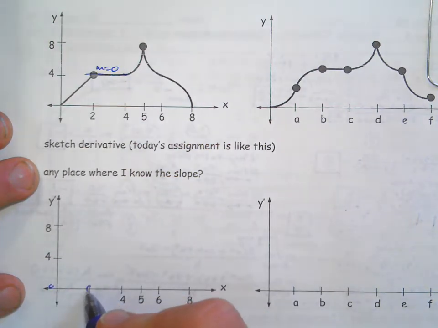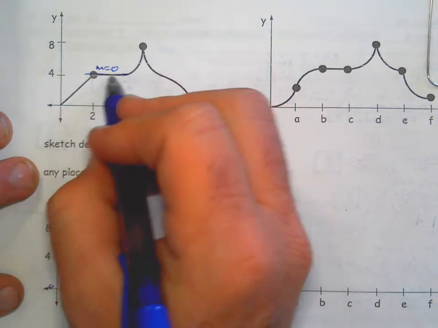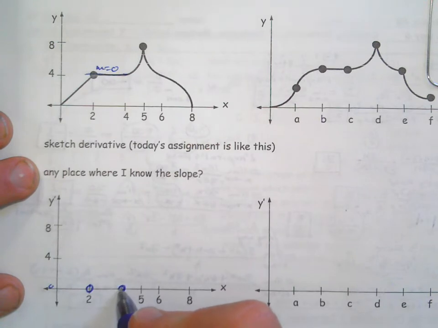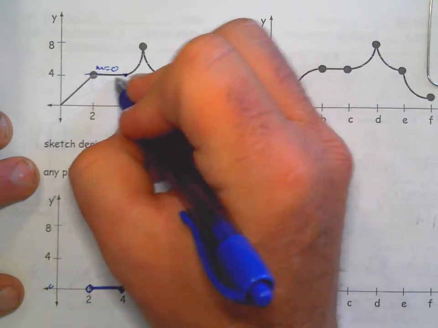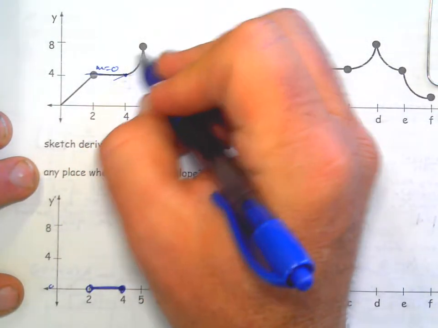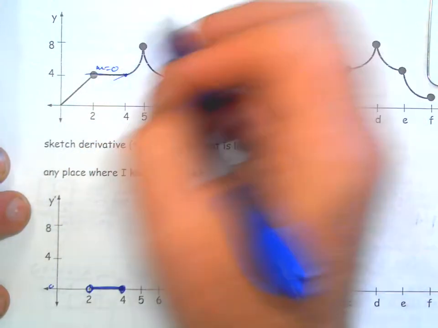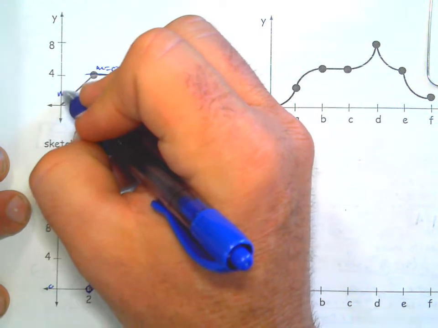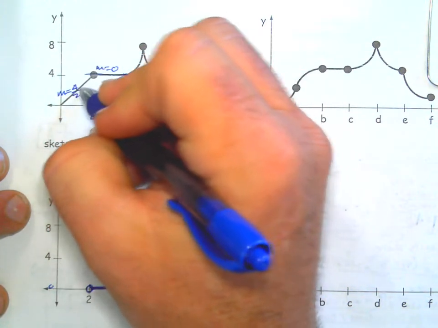Now it's an open dot at 2 because it's a sharp corner, but at 4, I'd actually put a solid dot because it's a nice smooth transition. I would say the derivative does exist here. It's gradually changing. Okay. Now from here to here, the slope is up 4 over 2, which is 2.